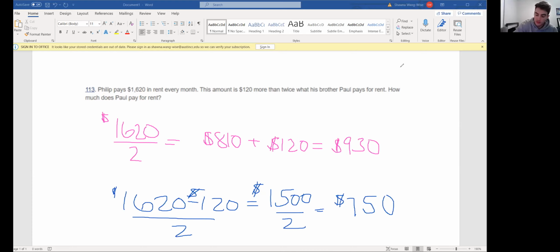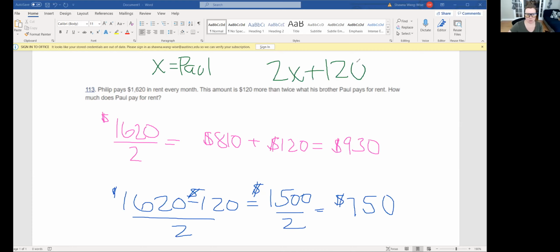But if you want to add a variable, you could do x equals Paul's rent. Okay. And then, I'm still working out what the equation would be, but it'd be something like maybe 2x plus 120 because. Okay, 2x plus 120. So what does 2x plus 120 equal? It would equal the 1620, which is Philip's rent.